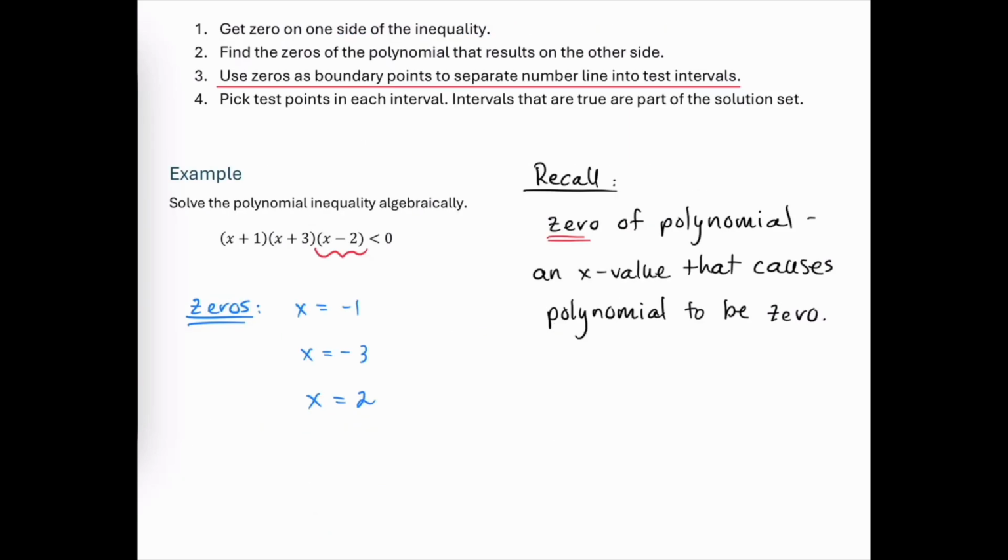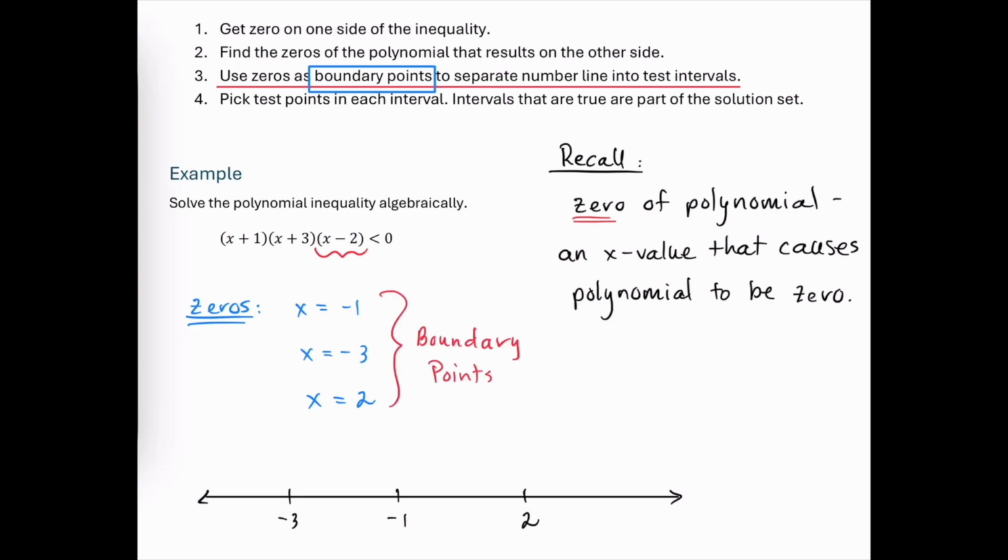Now we're going to take these zeros and refer to them as boundary points. And we'll plot them on a number line so that we're separating the number line into separate intervals that we're going to be testing. So this doesn't have to be too precise with our number line. We're just basically using these zeros as what we're going to call boundary points that are splitting this number line up into 1, 2, 3, 4 different intervals. And now we're going to test these intervals to see which ones of them actually make true statements back in the initial inequality.